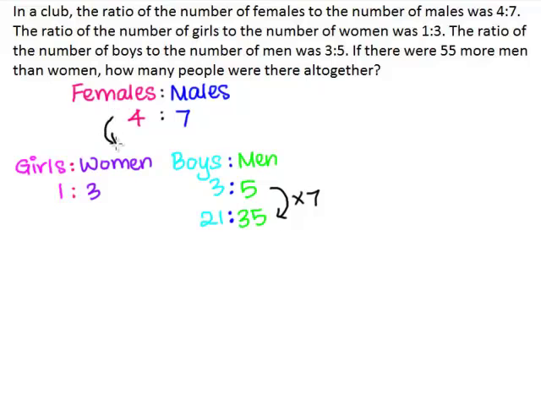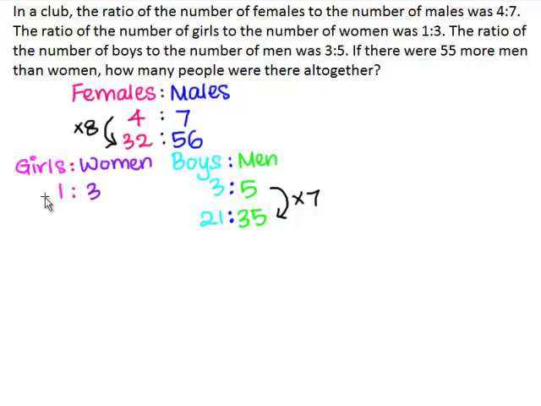Now we need to multiply this ratio by 8, which is the sum of units for the boys and men. 4 times 8 is 32, and 7 times 8 is 56.